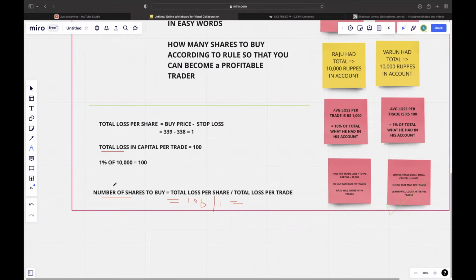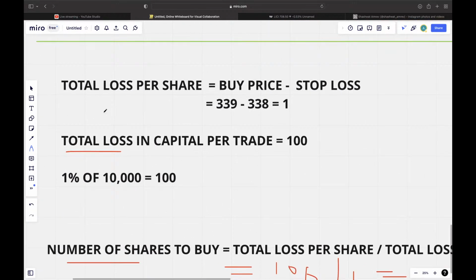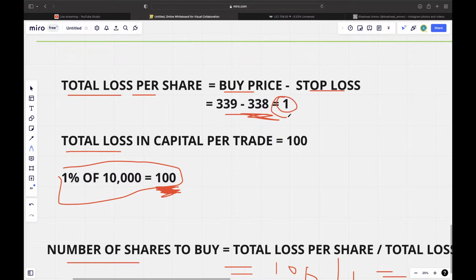Okay. So how do we trade more and more? With this formula. First take out 1% of your capital. So my 1% of 10,000 is 100. So I know I can lose 100 rupees per trade maximum. Now I need to find out total loss per share if I am having. So buy price minus stop loss will be your total loss per share. So I know now 1 rupee I am losing every trade.